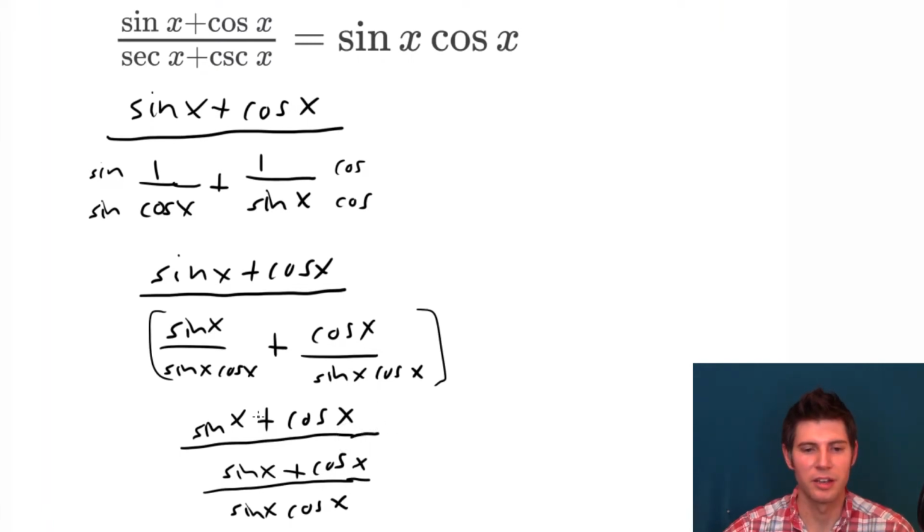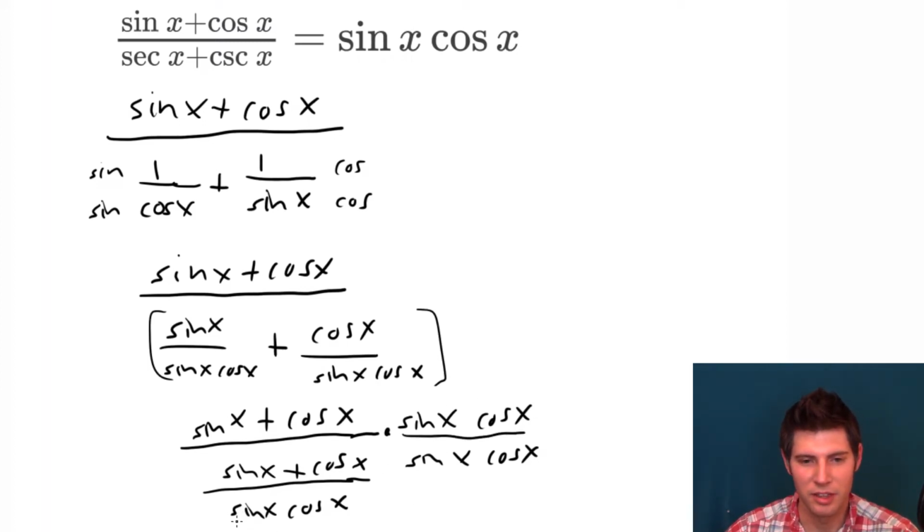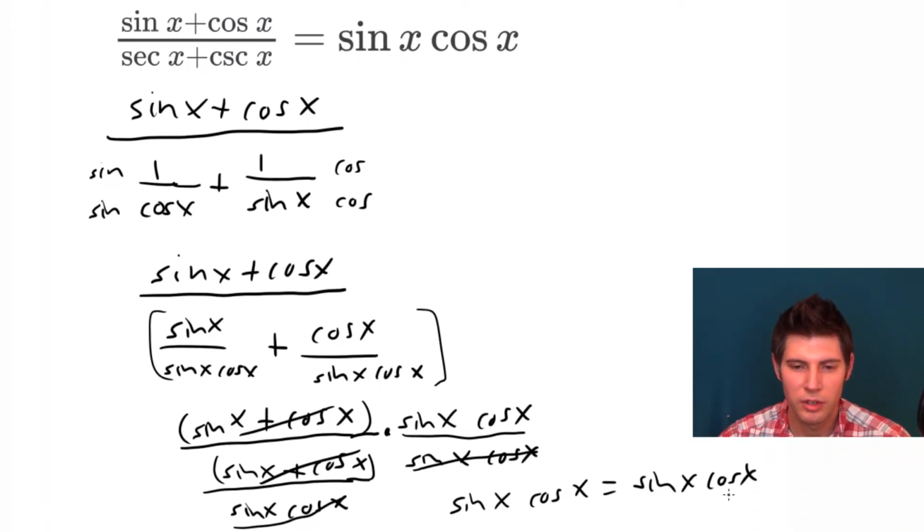Now what we're going to do is multiply the top and bottom of this one by sine x cosine x. So we're multiplying the bigger fraction by sine x cosine x. So what happens is this term cancels with this one. Sine x cosine x cancel. And this sine x plus cosine x is its own term being multiplied. These also cancel. So all we're left with is sine x cosine x, which is what we were trying to equal. So that one took a little bit of funny manipulation, but that's it. We're done. Hope that one makes sense.